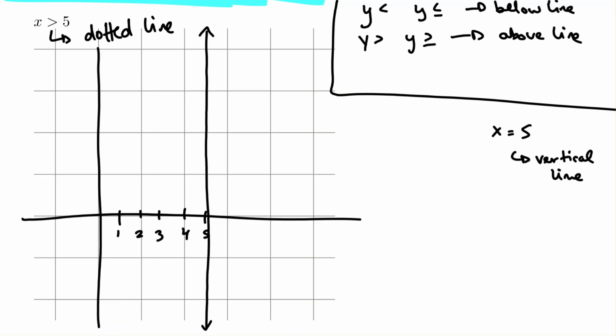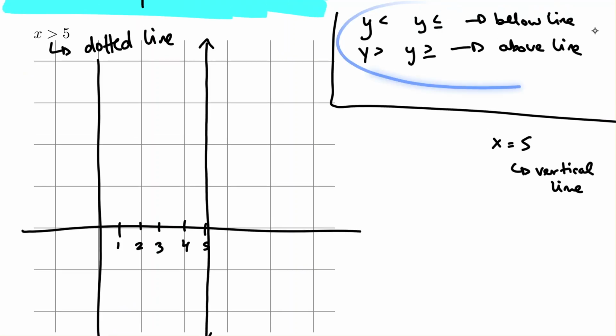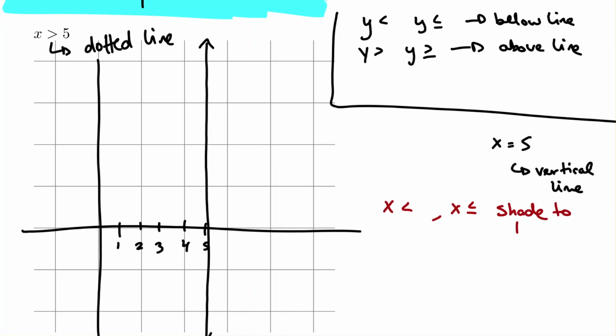And that's where we need to update our rules because our rules are correct for when y has these symbols, do above and below. But when it comes to x, we actually need to add in more rules. If you have x in this format or x in this format, then you shade to the left because you want to be less than the value.